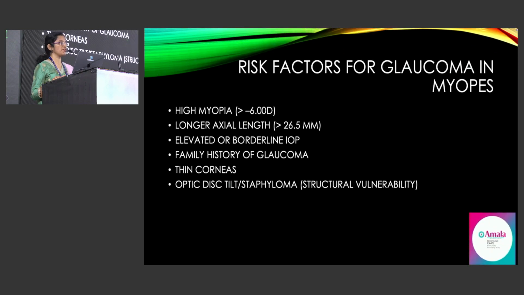So what are the risk factors to be considered while we start treatment? One is whether the patient has high myopia, which is more risk, longer axial length, the level of IOP, family history of glaucoma, thinner corneas, and optic disc with staphyloma, which are more vulnerable for structural damage. Those patients should be given more consideration.